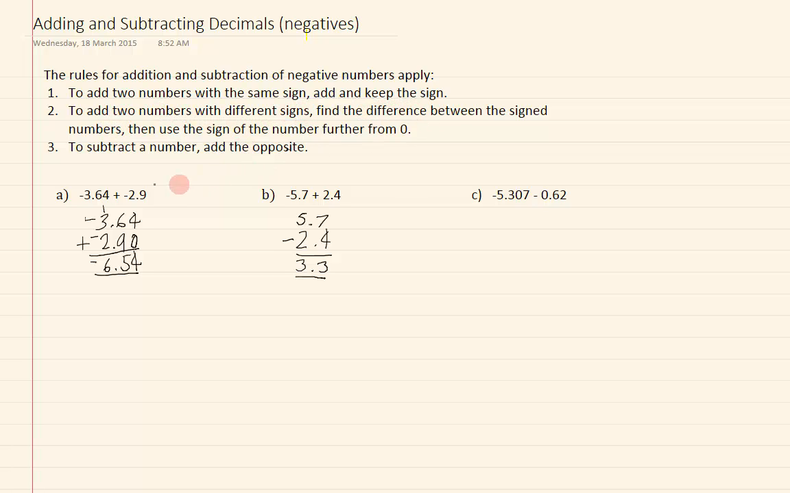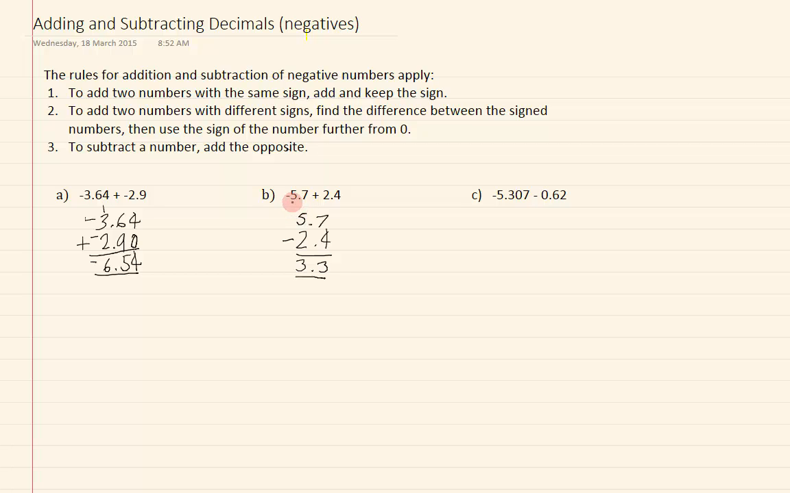Okay. Now we've done the first part of the rule, to add 2 numbers with different signs, find the difference between the sign numbers. When we were finding the difference, we ignored the signs. But then the second half of the rule says, then use the sign of the number further from 0. Okay, so we look at the number further from 0. And again, you can sort of ignore the sign. You can pretend that this negative is actually a positive, if that helps you. But we're looking at which number has the greatest magnitude, is the technical term.